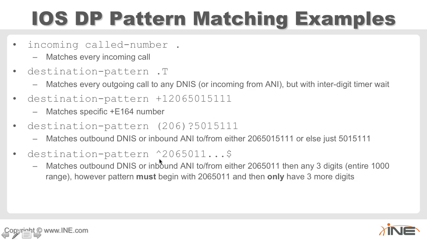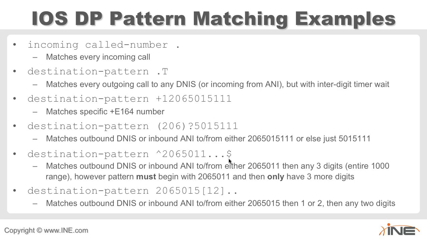Destination pattern caret 206 501 1 dot dot dot $ matches outbound DNIS or inbound ANI, to or from respectively, either 206, 501, 1, and then any 3 digits, so that entire 1000 series range, so 1000 up to 1999. However, the pattern has to begin with 206, 501, 1, and then it can only have 3 additional digits behind it, because the circumflex or caret says it's the beginning of the string, the $ says it's the end of the string.